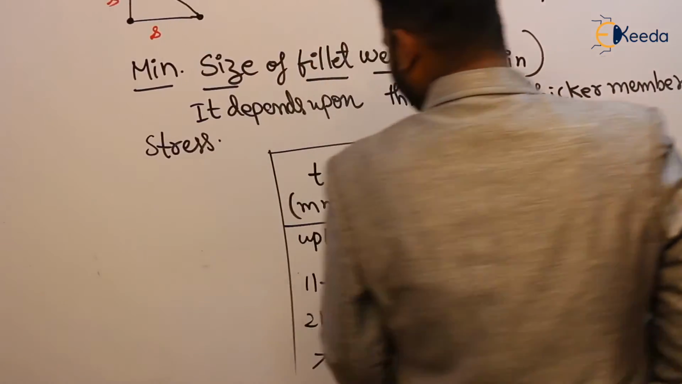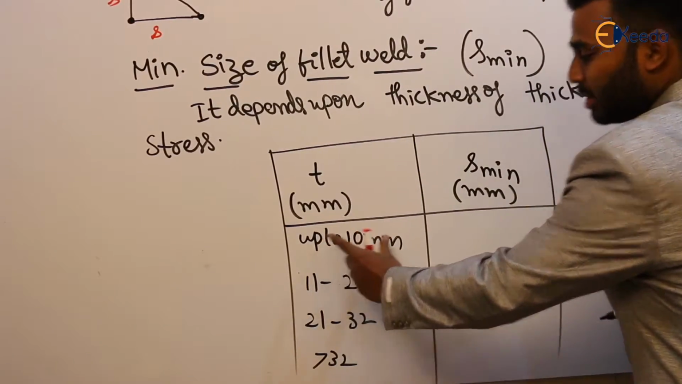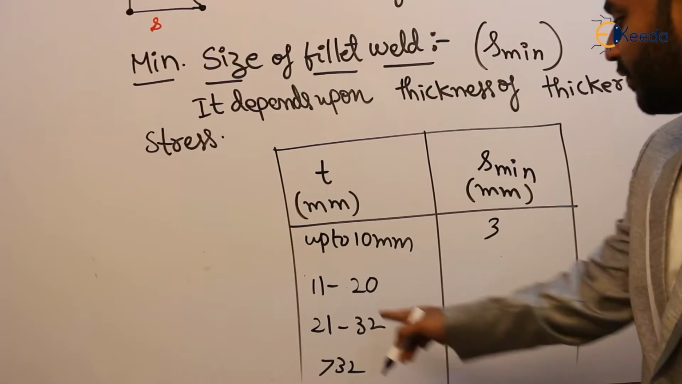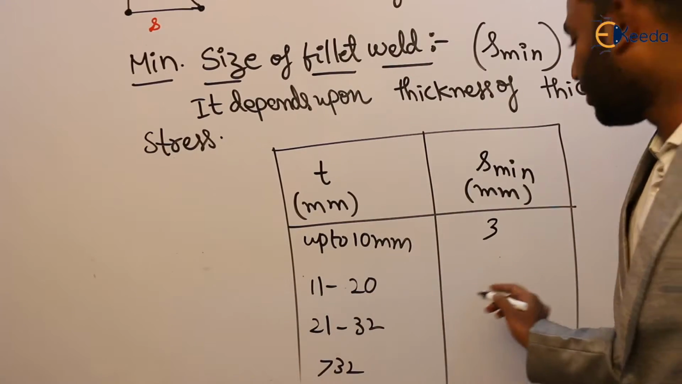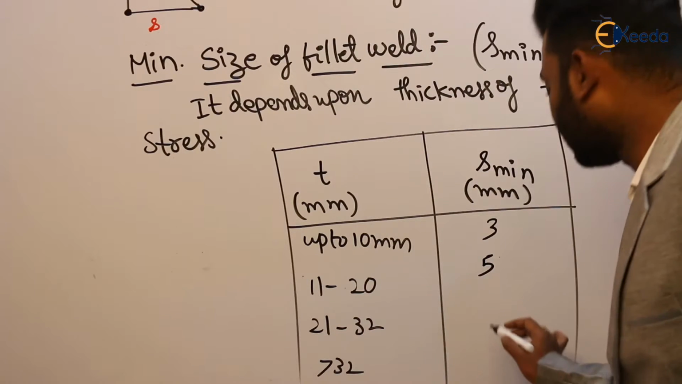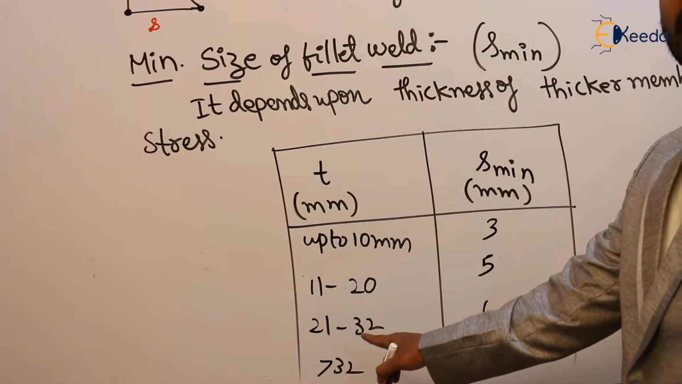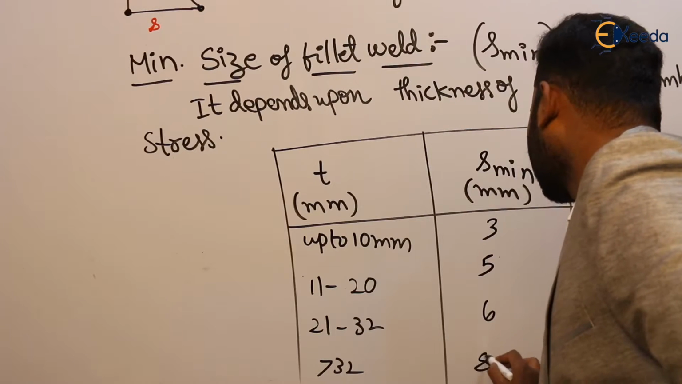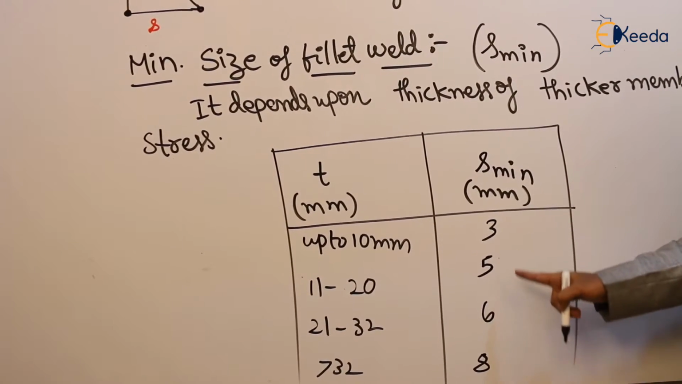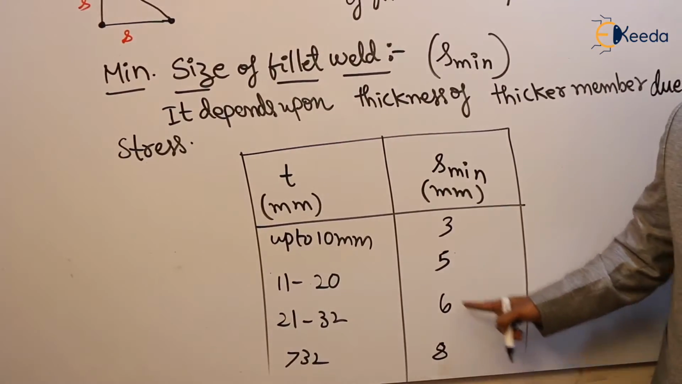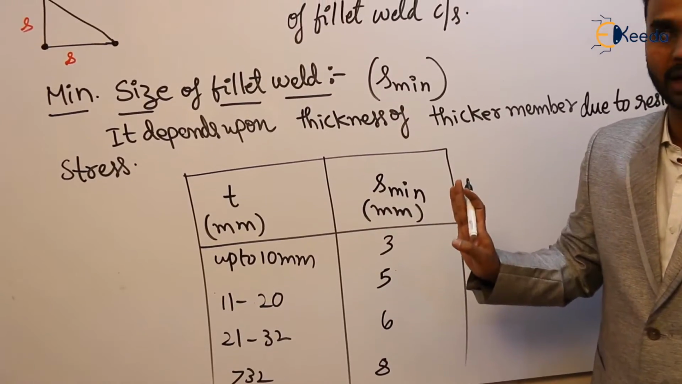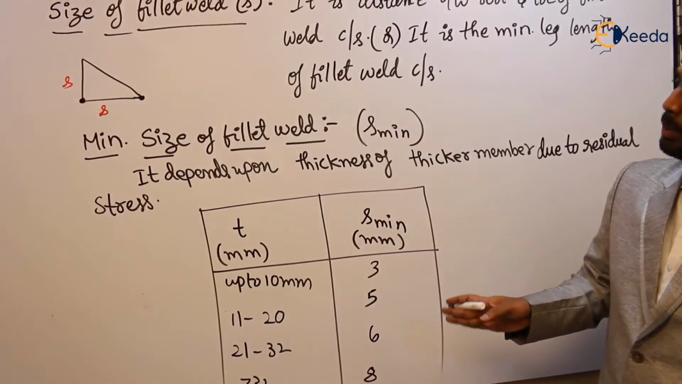If the thickness of the thicker member is up to 10 mm, then the minimum size is 3 mm. If it is 11 to 20, then the minimum size is 5. If it is 21 to 32, then the minimum size is 6. If it is greater than 32, then the minimum size is 8. So the minimum size of the welds according to the thickness of the thicker member is 3, 5, 6, 8. That depends upon the thicker member thickness. Okay, so take it out. This is regarding the minimum size.